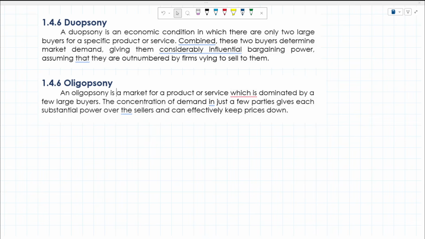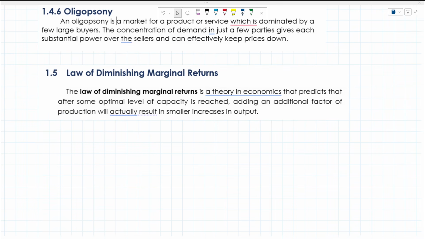Punta naman tayo sa another concept in economics, yung tinatawag nating law of diminishing marginal returns. No? Okay, pag sinabing law of diminishing marginal returns, this is a theory in economics where, let's read, that predicts that after some optimal level of capacity is reached, adding an additional factor of production will actually result in smaller increases in output.